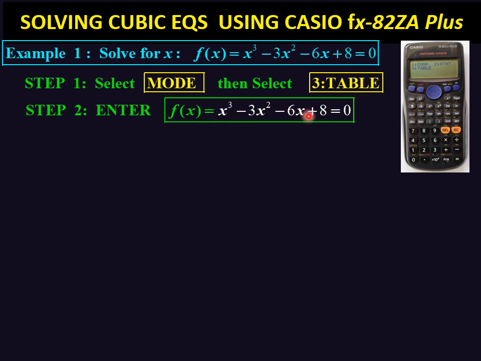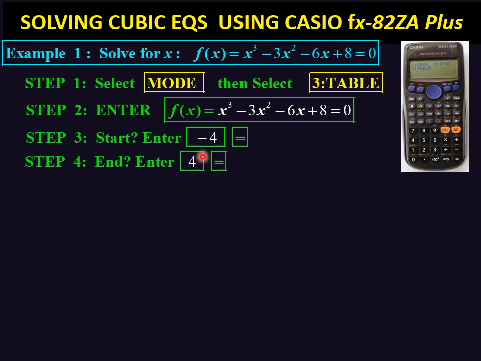Now, when you press the equal sign, you'll see the word start appearing. Now you need to enter a start. Why do you start there? The start depends on this here. So what are the factors of 8? 1, 2, 4, and 8. Try not to take the larger one because the memory of this calculator might not be able to handle it. So take maybe just 4 instead of 8. So you start at -4, and then you end at +4. You could have taken 8, but maybe just go one lower. So that's -4 and 4.